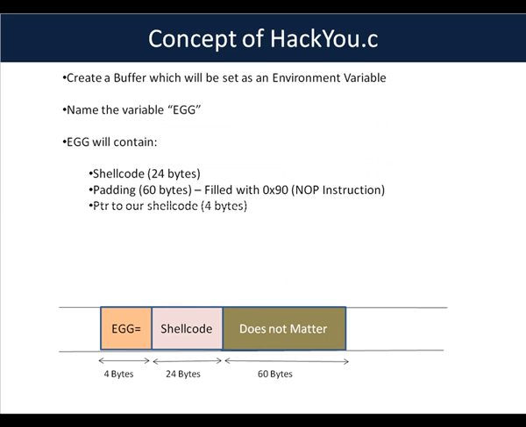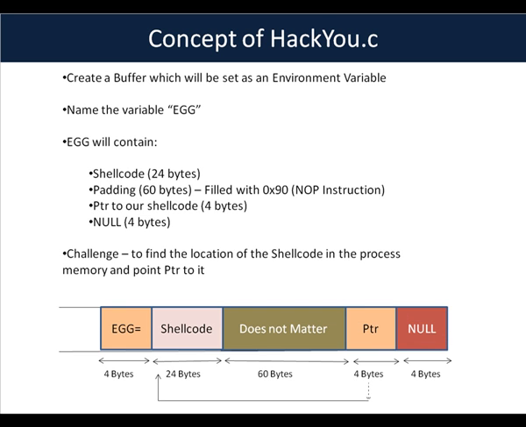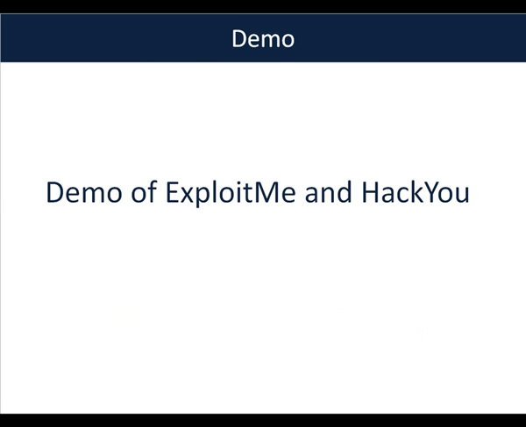Now coming back, how do we do that? Well, what we are going to do is go ahead and create an environment variable, which we are going to inject into the program's environment. And that environment variable is going to be called egg. And it will contain the shellcode, the padding, the return address pointer, and null. This is 4 bytes, could as well be a single byte. Doesn't really matter, right? So now let's move on to the demo of exploit_me and hack_you.